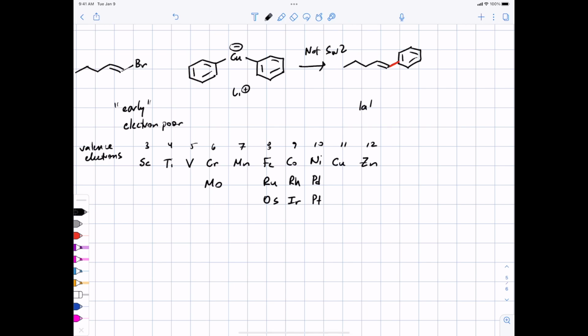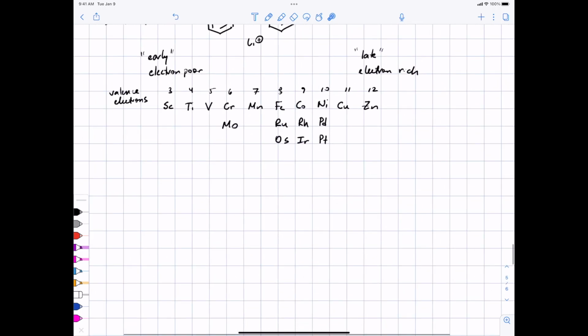The transition metals towards the right-hand side are called late transition metal elements. They are relatively electron rich. You might expect the ones over here to be mostly Lewis acids, the ones over here to be mostly nucleophiles, and the ones in the middle to have the ability to do both. These transition metals form interesting complexes with a lot of different molecules. So we want to talk about how to think about these complexes.